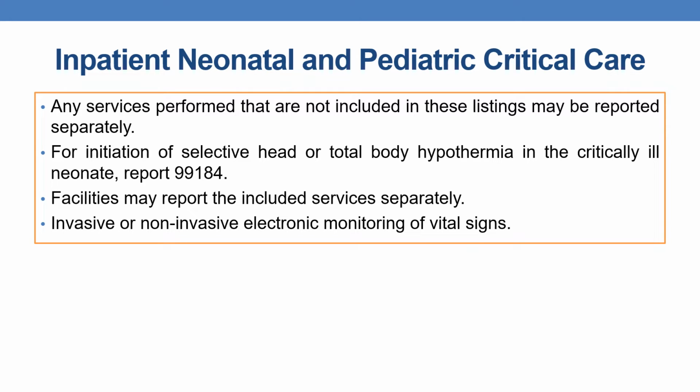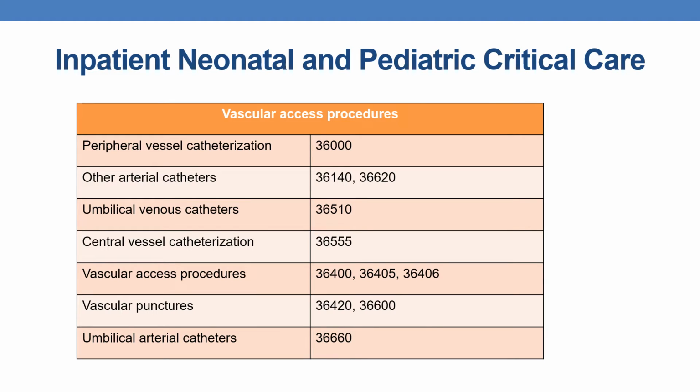services separately. What are all the services that are included? The first one is non-invasive or invasive electronic monitoring of vital signs, that is included. The next is peripheral vessel catheterization 36000. This is also included. Other arterial catheters 36140 and 36620. Umbilical venous catheters 36510. Central vessel catheterization 36555.